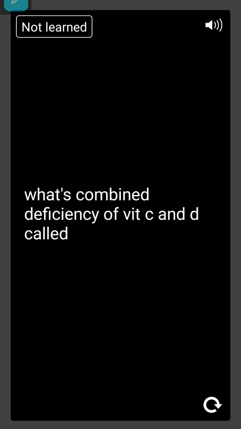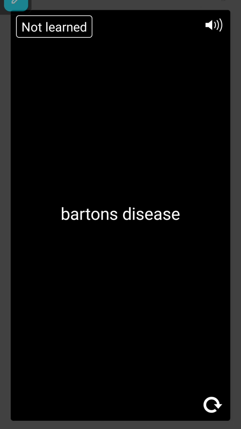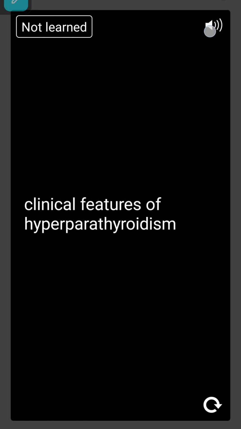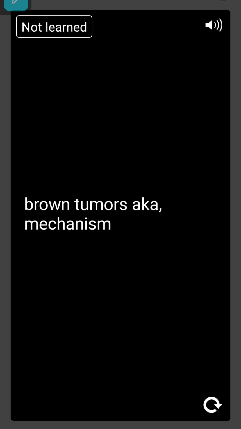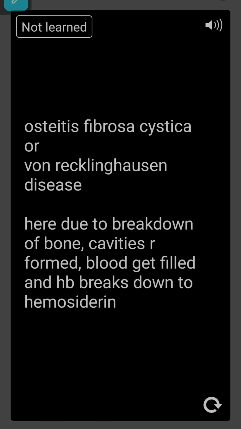What is the combined deficiency of Vit-C and D called? Barlow's disease. Clinical features of hyperparathyroidism: salt and pepper skull, resorption of lamina dura in teeth, subperiosteal resorption on radial side of phalanx, brown tumors in bone. Brown tumors, aka osteitis fibrosa cystica or von Recklinghausen disease.